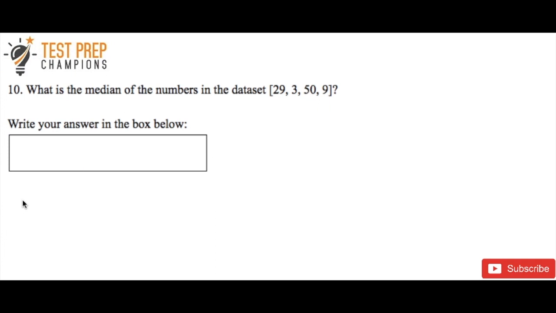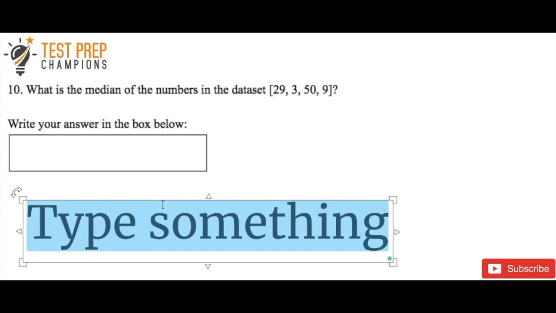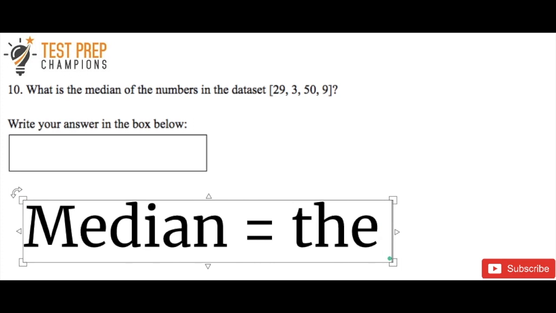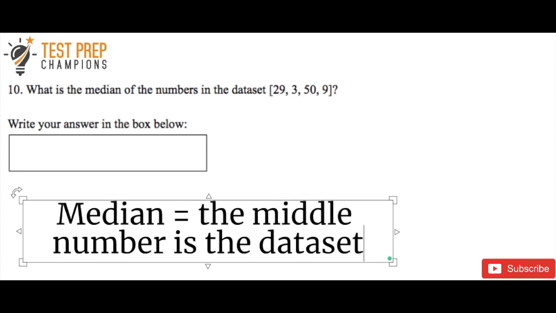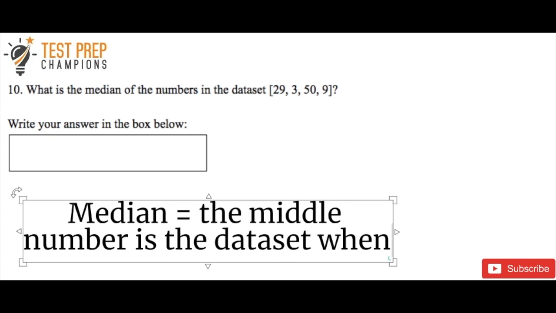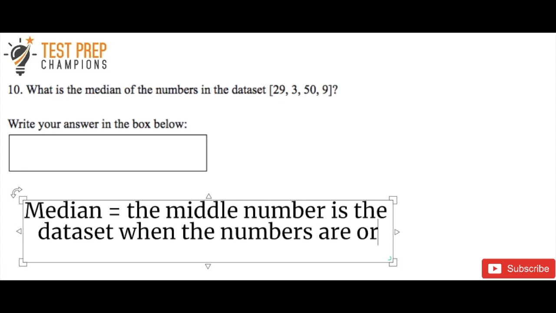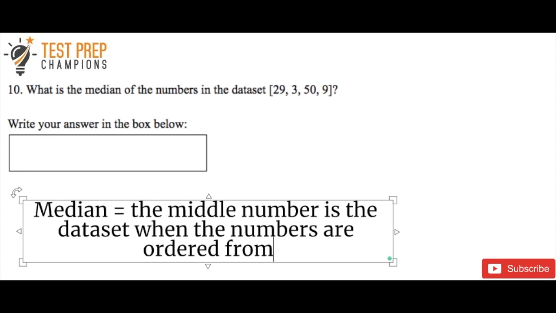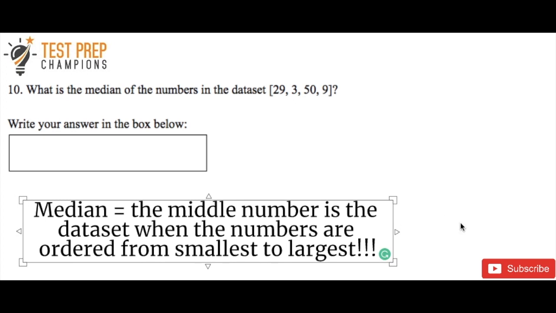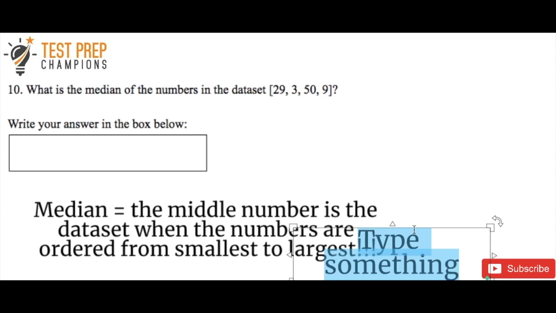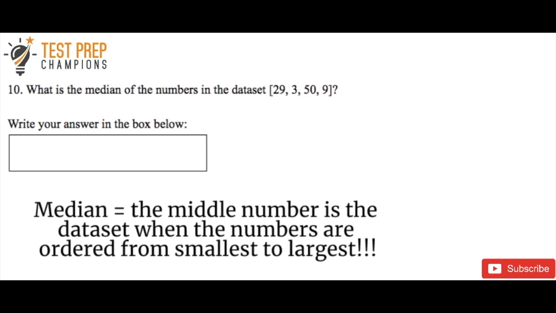So I'm going to write out a note here because this is an important nuance. The median equals the middle number in the data set when, and this is an important nuance, when the numbers are ordered from smallest to largest. Okay, and I'm going to put triple exclamation points here because it is very important that you do this whenever you get a median question. I'll underline this because this is really important.